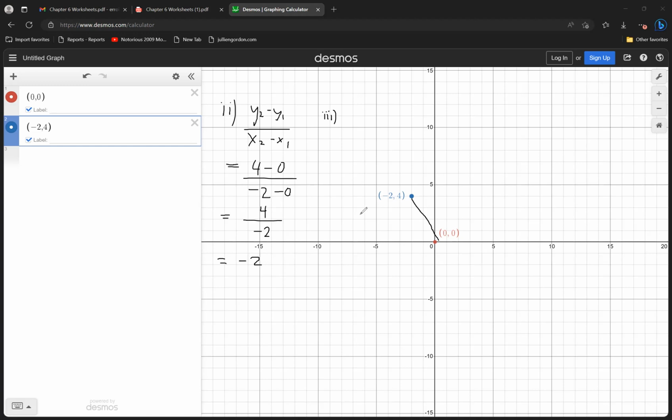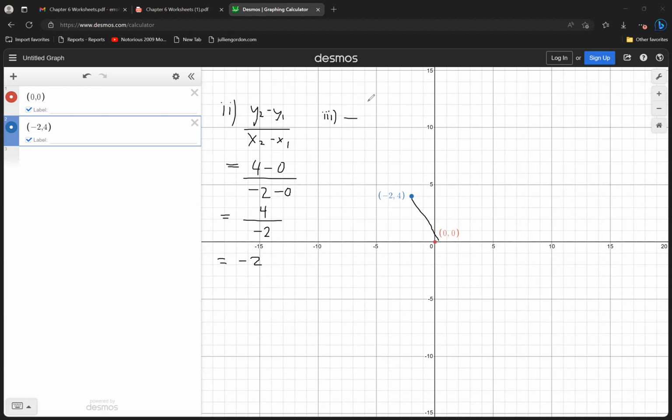So now part 3, is it a positive slope or negative slope? Look at the sign. Negative, because it goes down to the right. It goes down to the right, so it's a negative slope. Okay.